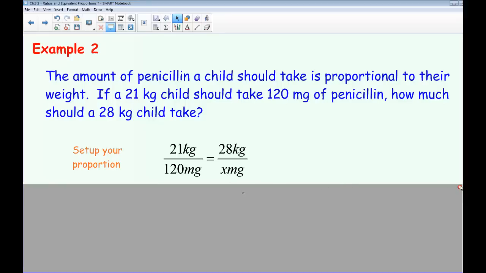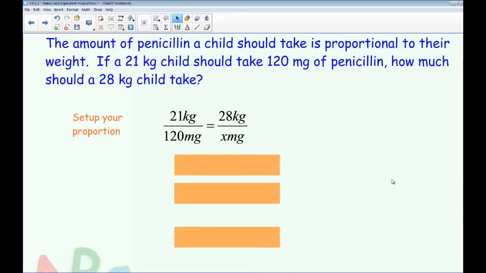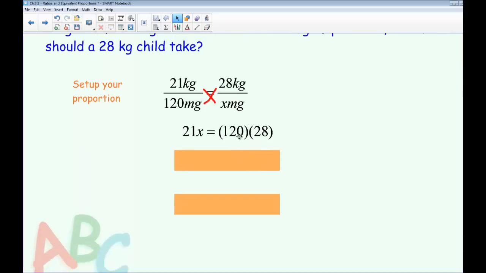So now all we have to do is solve this equation, and recall that the process we're going to use is cross multiplication. So I'm going to multiply the 120 by 28 and the 21 by the x. So I'll have 21 times x, which is 21x. I'll have 120 times 28, like so. So I'll multiply on my calculator, 120 times 28. I get 3,360 is equal to 21x.